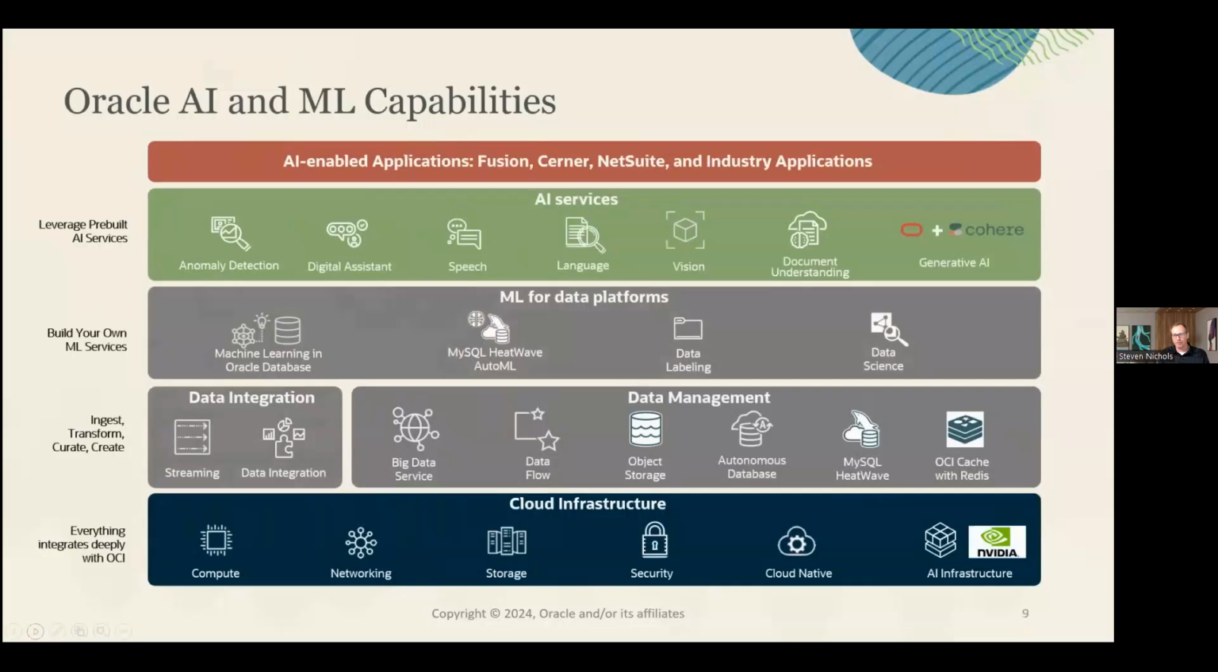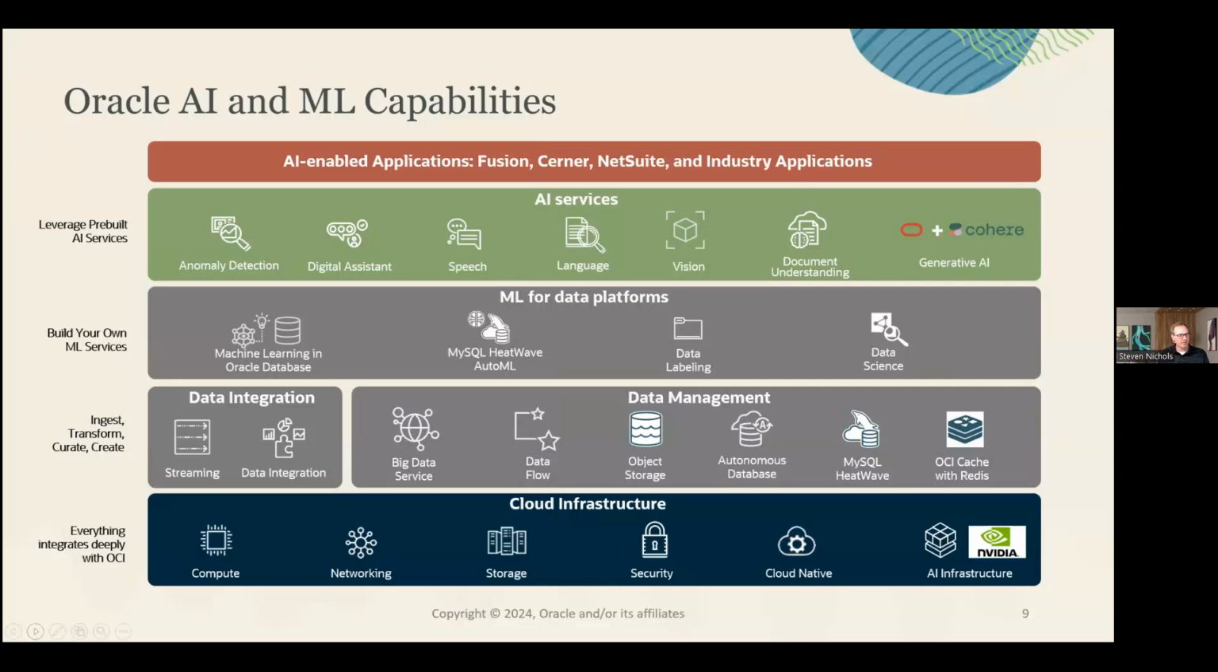And just to remind everyone, the breadth of our AI and ML capabilities. We have AI-enabled capabilities in our Fusion, Cerner, and NetSuite applications. AI services, some of these have been around a while. We have anomaly detection, speech and vision services, digital assistant, and then more recently, we've released the OCI GenAI service in relationship with Cohere. That's available now in GA. You can access that in our Chicago region.